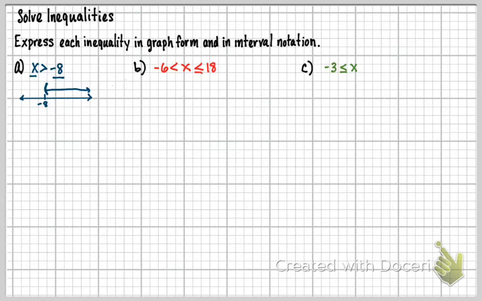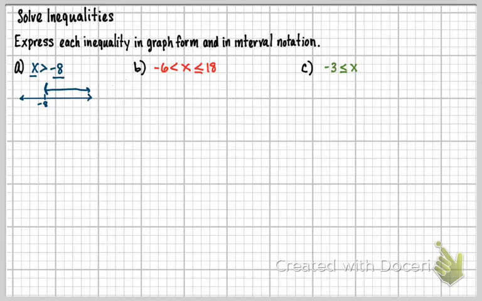So negative 7.99999, that would be okay because that's almost negative 8. So that's what I mean. And I can keep adding 9s here, and that would be closer and closer to negative 8, but it's still not negative 8. So that's kind of how that idea works. And that's what the parenthesis communicates to us. All right, so that's the first part.